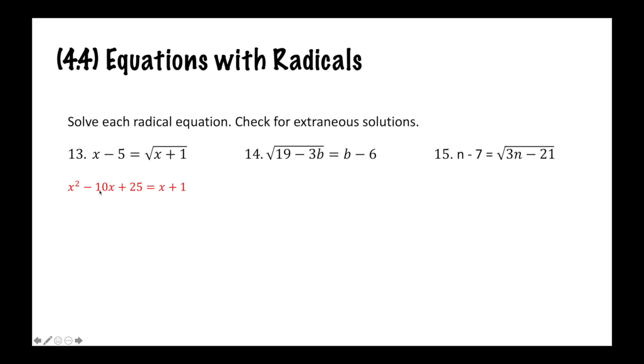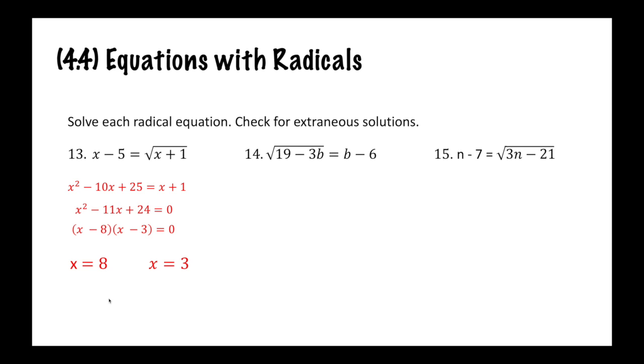to x plus 1. Once again, since this has a quadratic value that we're not going to be able to get rid of, we're going to move everything to one side. That's going to give me x squared minus 11x plus 24 is equal to 0. From here, I'll factor that. That gives me x minus 3 and x minus 8 is equal to 0. As I set both of these factors equal to 0, I get 8 and 3.